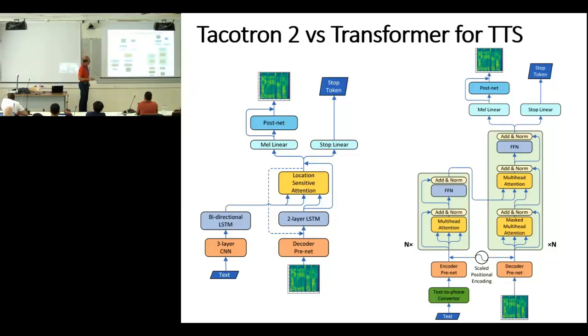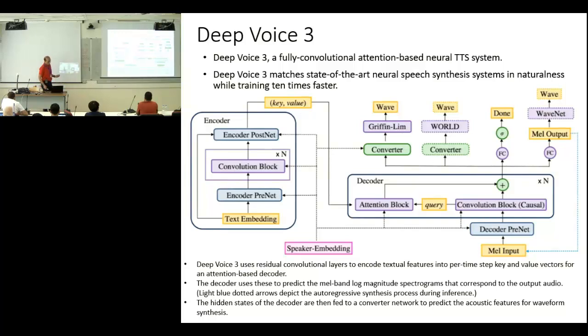In the transformer, so here we have teacher forcing, so both have more or less very similar architectures. I will say very few things about other alternative architectures that are used for text-to-speech synthesis. One of these is Deep Voice 3. Deep Voice 3 is a fully convolutional attention-based neural TTS system. Deep Voice 3 matches state-of-the-art neural speech synthesis systems in naturalness while training 10 times faster.